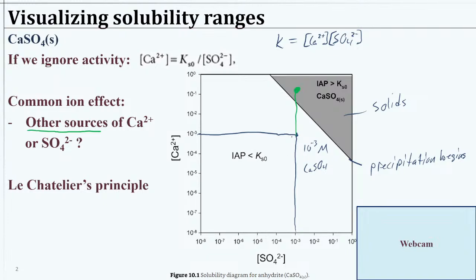And in fact, if we just had this scenario where the addition of some other source of calcium jumped us up right there, what's going to happen is as we precipitate, we're actually going to be removing some sulfate too. So as we start precipitating, we're going to travel back this way and end up here. So that's actually a way that we can remove sulfate by adding calcium.